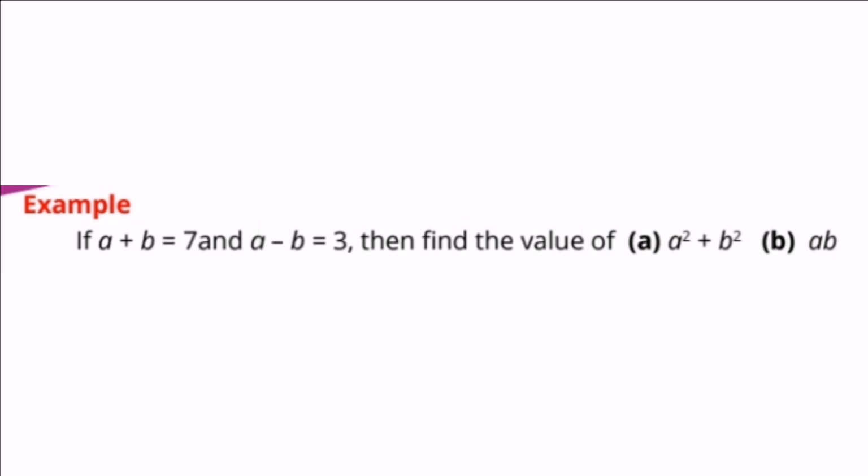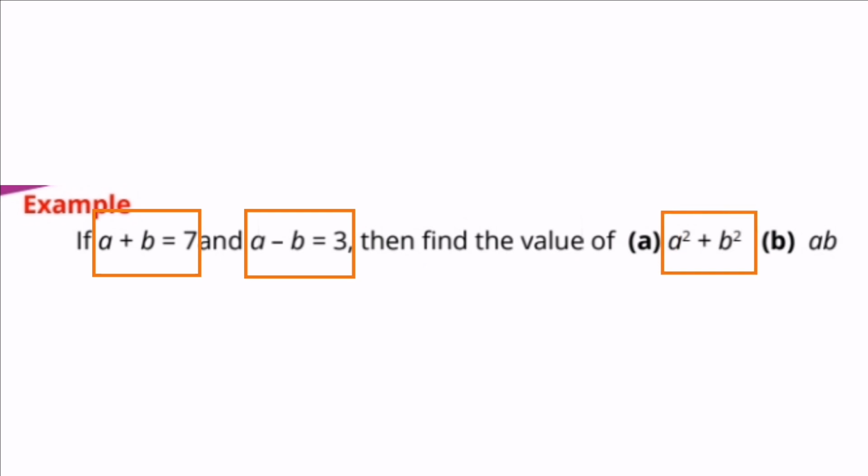Now I want to solve some practice problems on these identities. First example: if a plus b is equal to 7 and a minus b is equal to 3, then find the value of a square plus b square and ab.